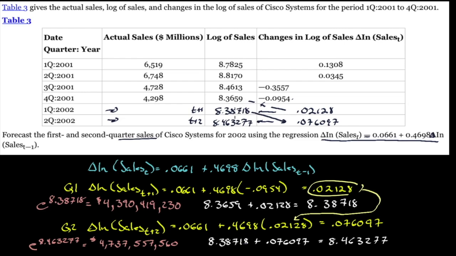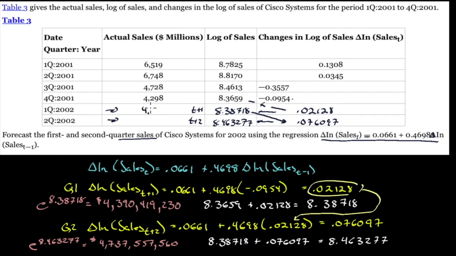Well, if this is the log of sales, to get sales, all we do is we raise that to e to the power of that value. So e to the power of 8.38718 gives us 4,390,419. Since this is already in millions, we can take off the last 6 digits here.